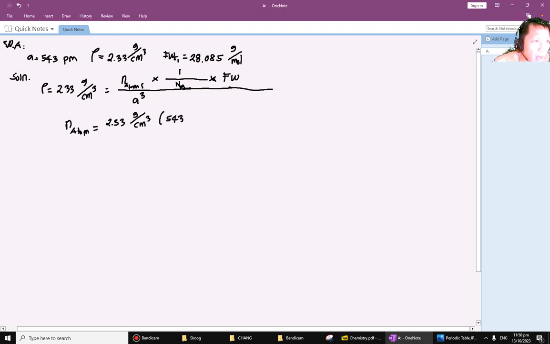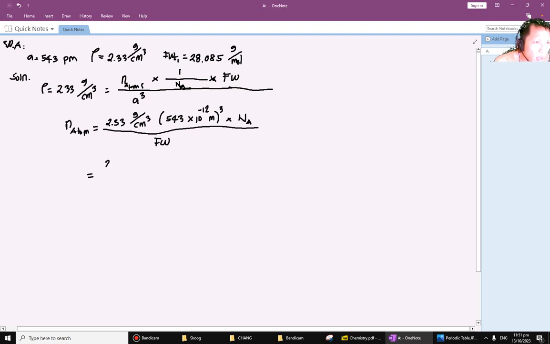543, of course, times 10 to the negative 12. That is the picometer, in cube. And then we have to resolve it to cubic centimeter so that we can cancel this one. A cube will be multiplied by this. NA also will be multiplied by this because this is a divide, so going to that side, that should be a multiplication. So times NA. And then the formula weight should be divided here because that is a multiplication here. So that should be a formula weight, which is this one, 28.085.